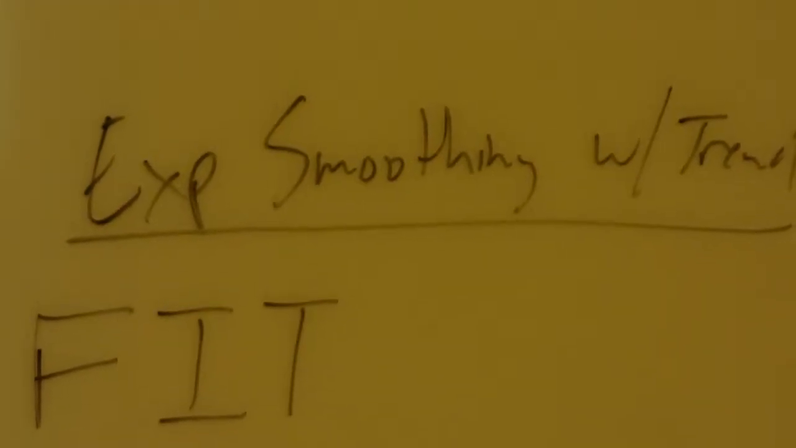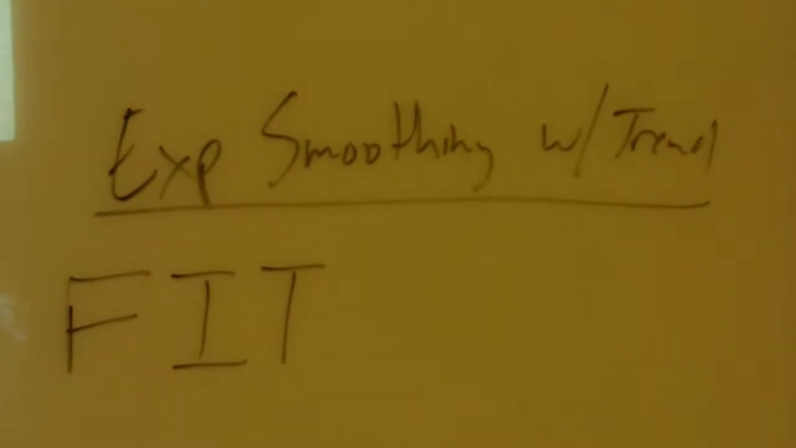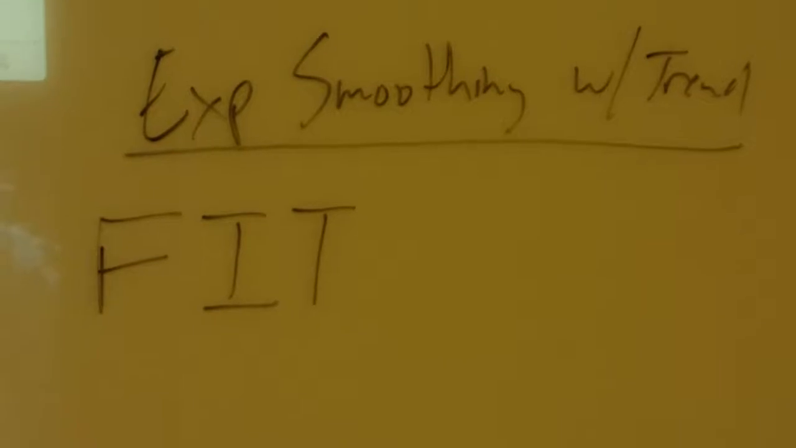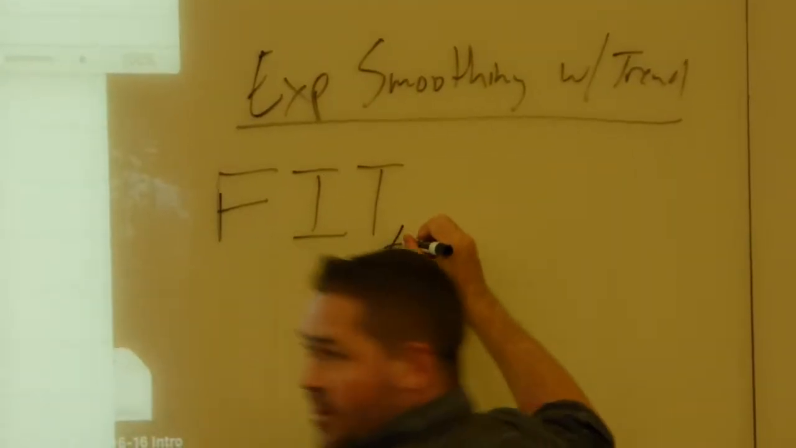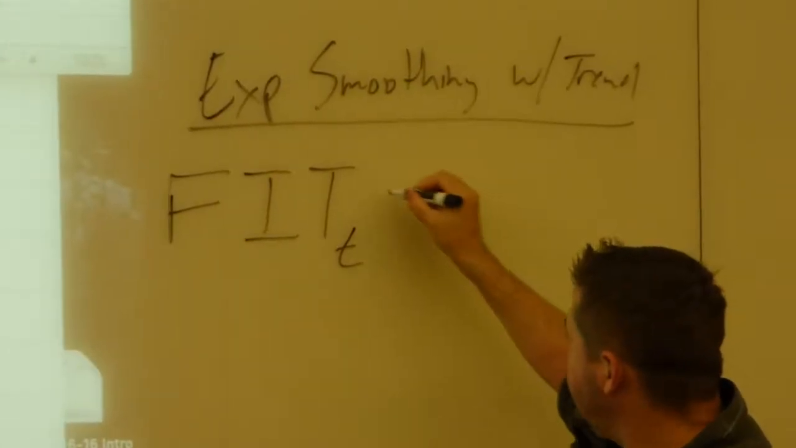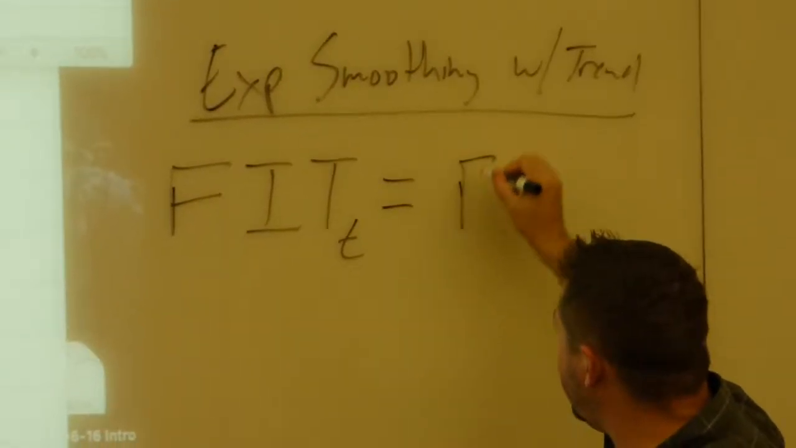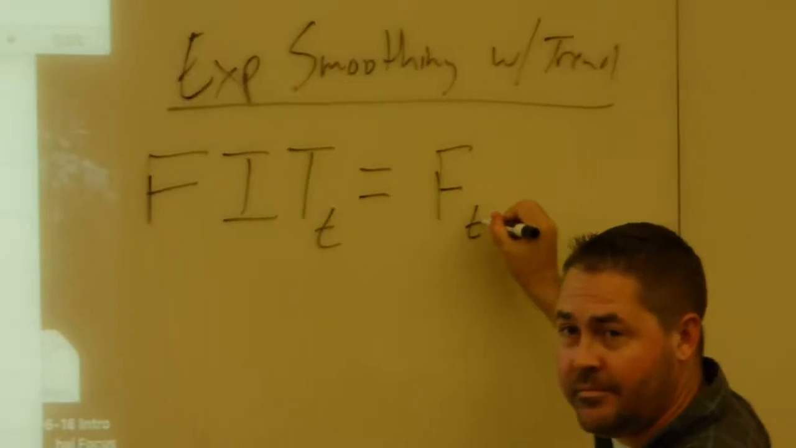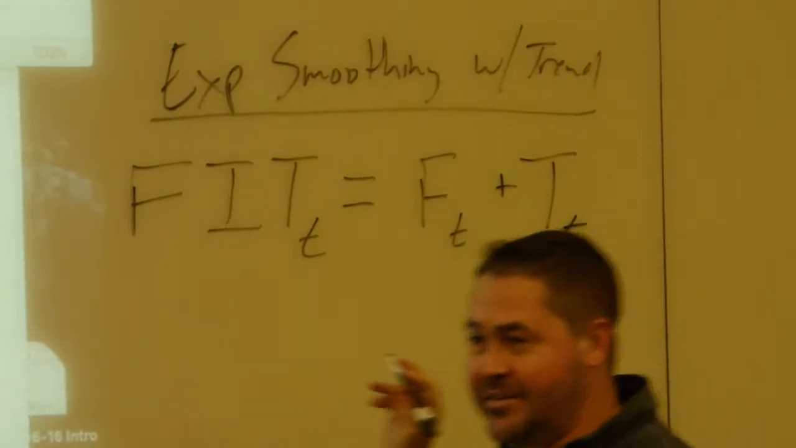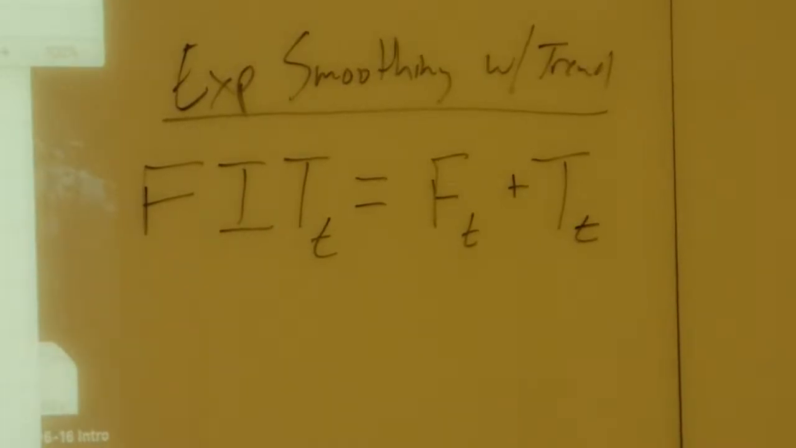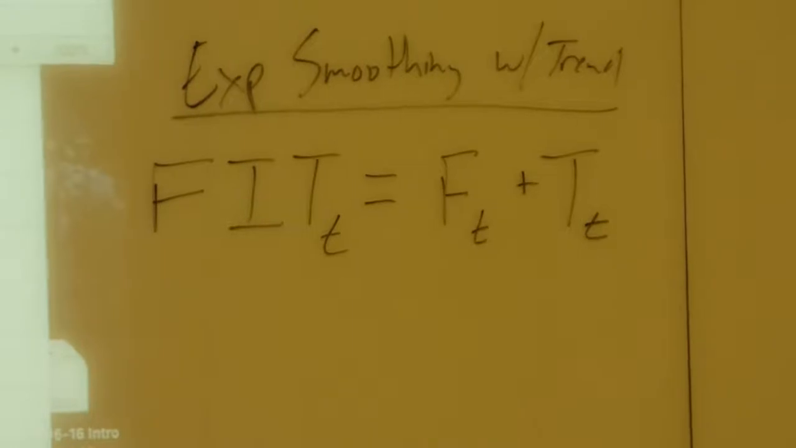Our main forecast is going to be FIT, forecast including trend. Forecast including trend is going to be made up of two parts. It's going to be equal to the forecast in that period plus the trend in that period. So the forecast including trend has two parts, forecast and trend. We have to calculate them both.